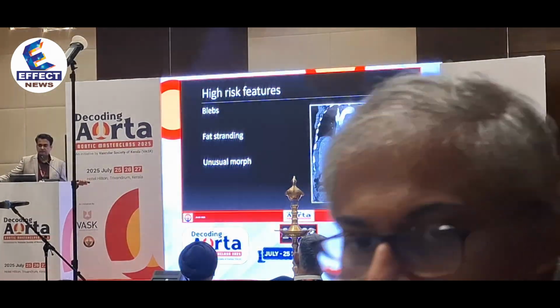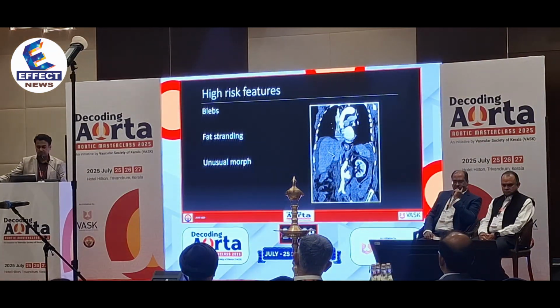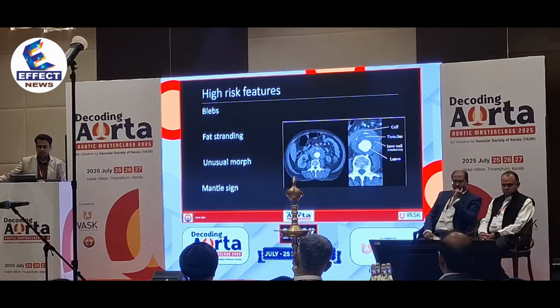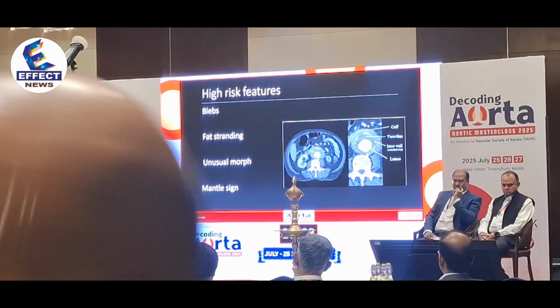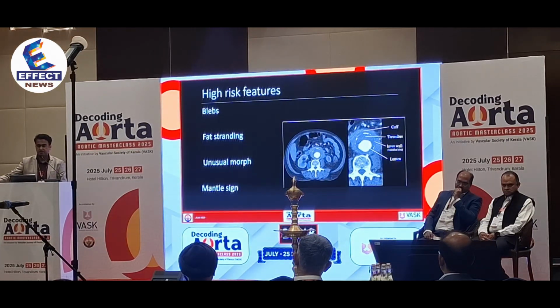Unusual morphology like saccular aneurysms or those that look very lobulated could mean mycotic. And mantle sign, which means a thickening of the peri-aortic soft tissue, indicates this could be an inflammatory aneurysm. You need to rethink your strategy, whether open surgery or endovascular.